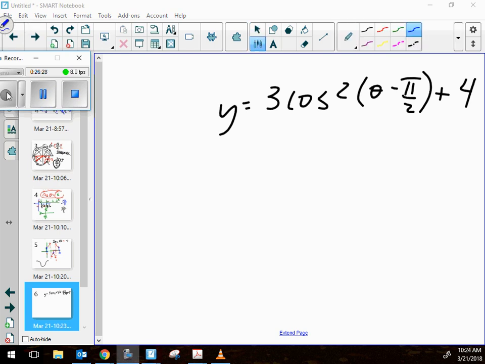Okay, did you pull up out of your memory banks that the period was 2 pi over b? I don't know the period, but I know b. B's 2, and therefore the period would be 2 pi over 2. Cancel it out. It's pi. Raise your hand if you had that one right. Okay, awesome. What's the amplitude of this one?